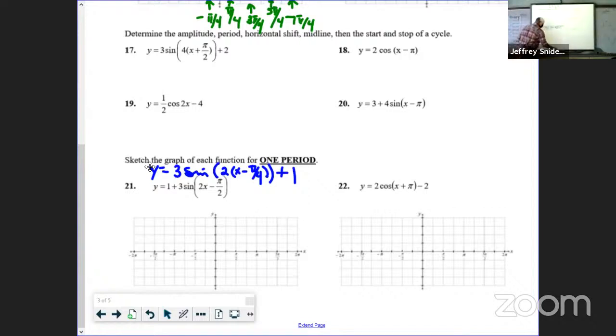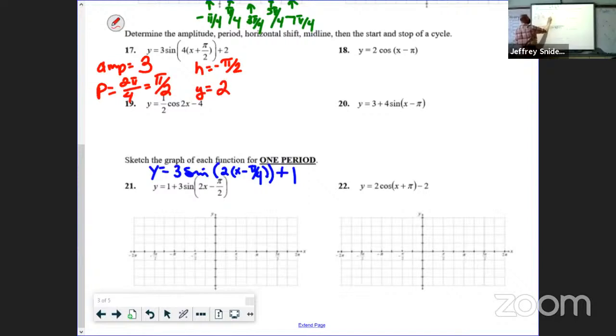Okay, let's see what we got on this one. My amplitude is 3. The period, P, is 2 pi over 4, which is pi over 2. The horizontal or phase shift is negative pi over 2, so I'm going to make that my H value. And then the midline, which is K, means that the midline is at y equals positive 2.